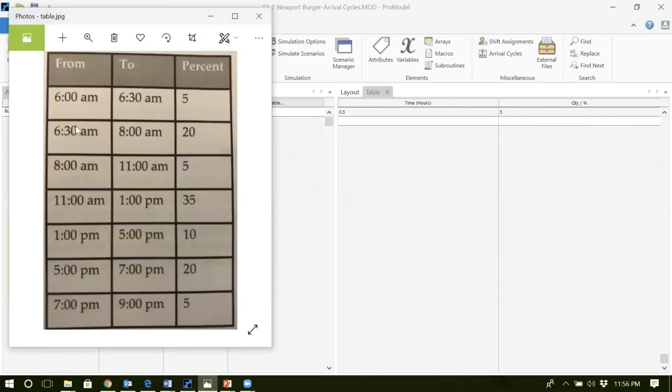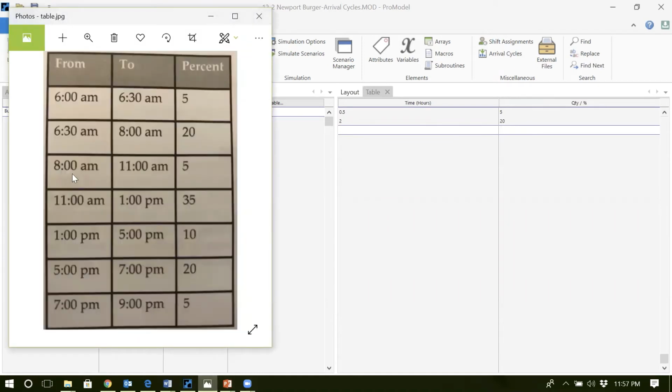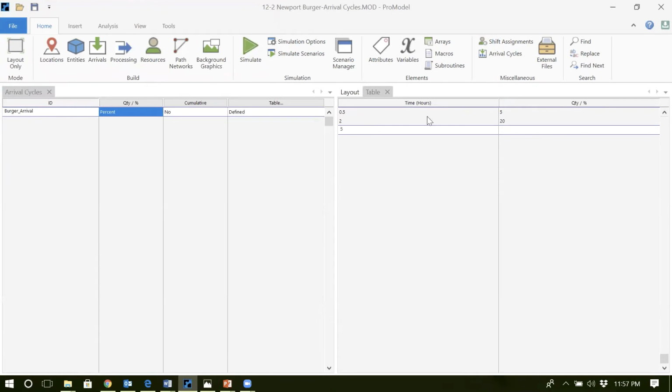Then in the next an hour and a half till I get to hour 2 in the simulation, 20% of people would come in. So then from hour 0.5 till hour 2, 20% are going to come in. Then from hour 2 till hour 5 in the simulation, 11 a.m. it would be equivalent to hour 5 in the simulation. So then from hour 2 to hour 5, 5% will come to the system.